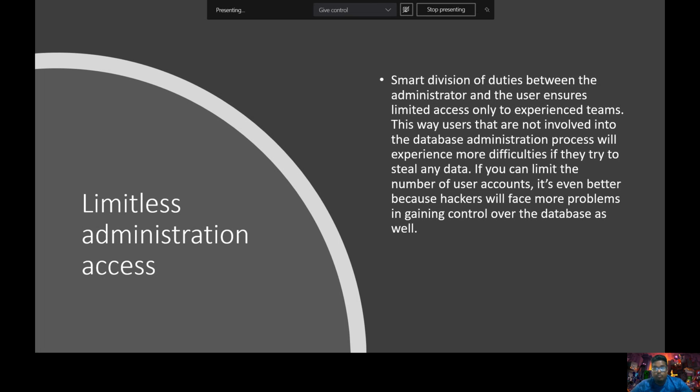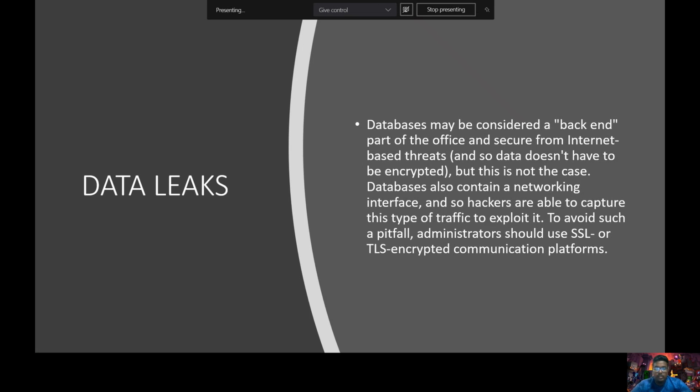So we have to have this limited administrative access, where we limit the users so they don't get that much access to this data. Next, we're going to talk about data leaks.